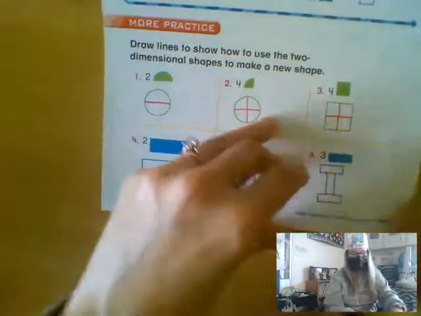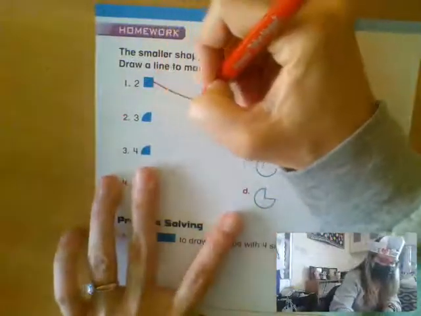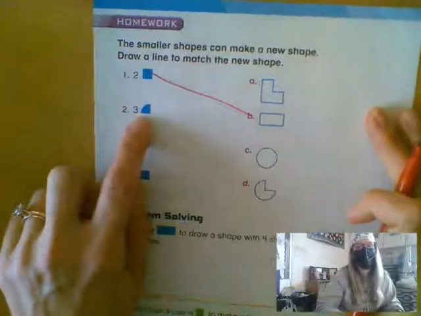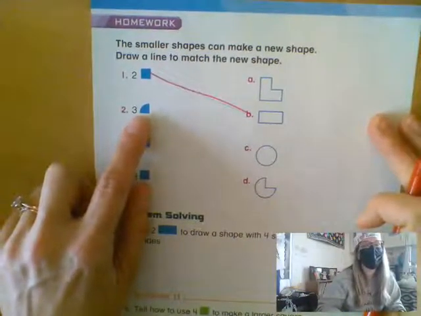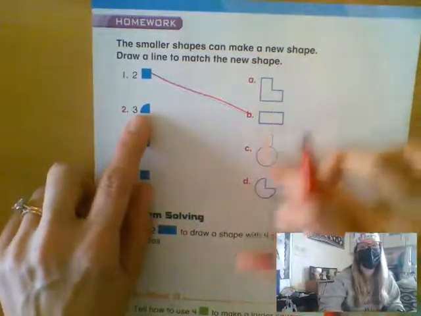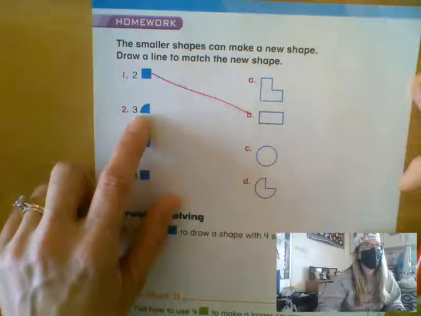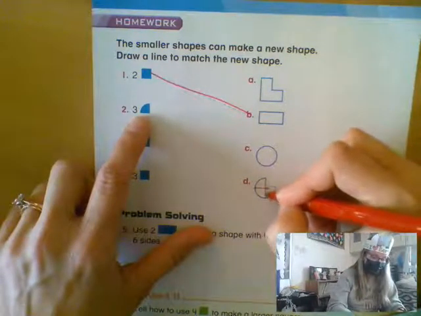All right, go ahead and turn the page. And now we're going to be connecting. It says they used 2 squares to make that rectangle. If we had 3 of these, what shape could we make? Serafina, if I had 3 of these, which of these shapes could I make? A circle. A whole circle with only 3? That half circle. Oh, like the Pac-Man shape? Yeah, look at it. 1, 2, 3.